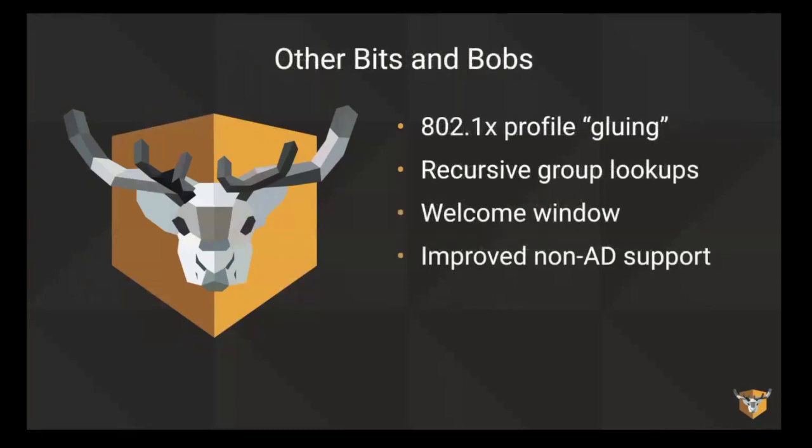Some other things in here, we've got 802.1x profile gluing. If you use NoMAD to get a certificate from AD, you can now deploy a kind of skeleton 802.1x profile that just says use a certificate, but doesn't have a username or any sort of certificate reference in the profile. NoMAD will then, when you get a certificate from the web CA in Active Directory, be able to create an identity preference that matches that certificate procured through NoMAD back to that skeleton 802.1x profile that you've pushed.